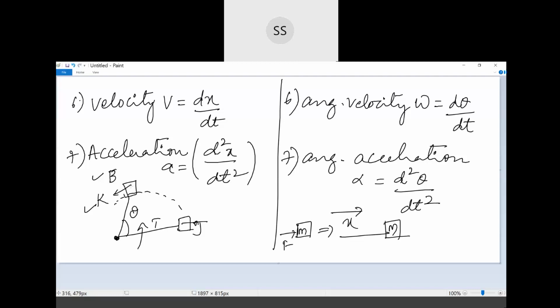In the next session, I am going to write the electrical systems. We will identify which are the analogous elements in electrical systems so that we can compare those with these mechanical systems, and whenever any mechanical system is given, how it can be converted into an electrical system. So today we will end this session with this summary.